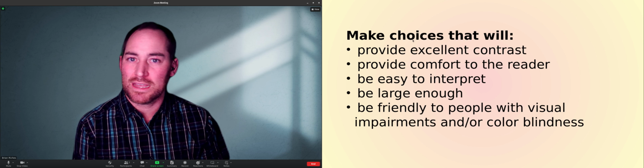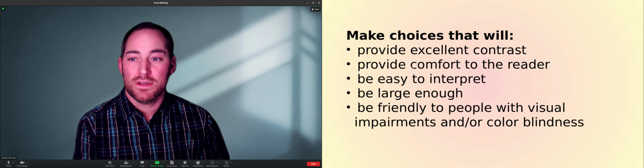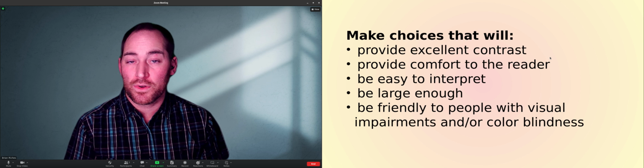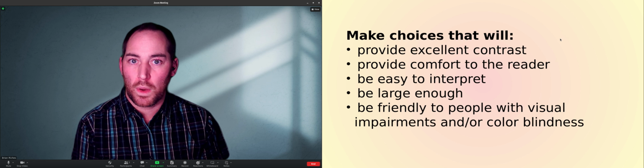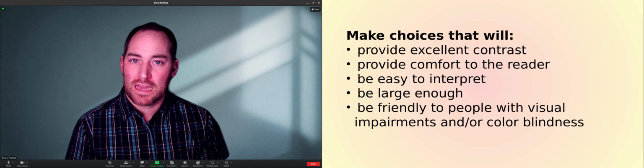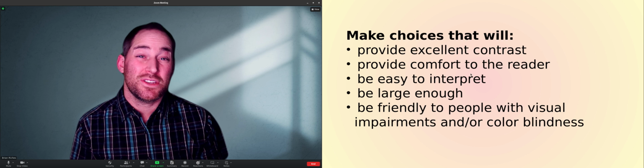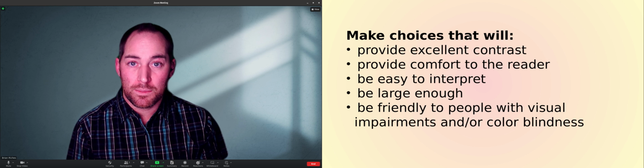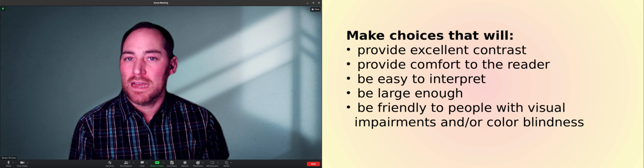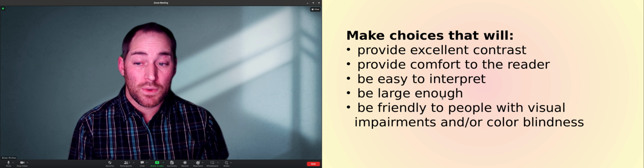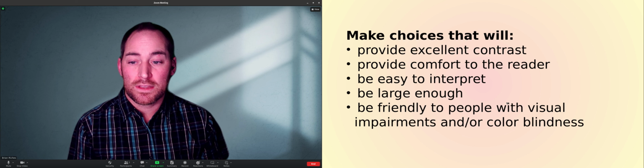So make choices that'll provide contrast to the reader, provide comfort and make it easier for the reader to read. So right, a pastel or white background and black text. It's high contrast, easy to read, easy to interpret. You can see this is the main point. These are the subpoints. It has to be large enough to be read, and it is very friendly to people with any kind of visual impairment or color blindness.